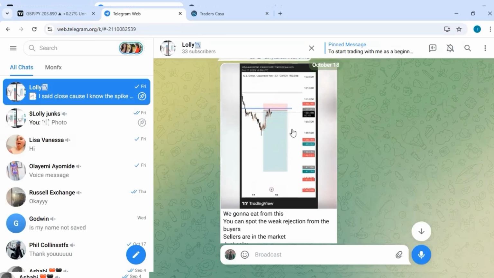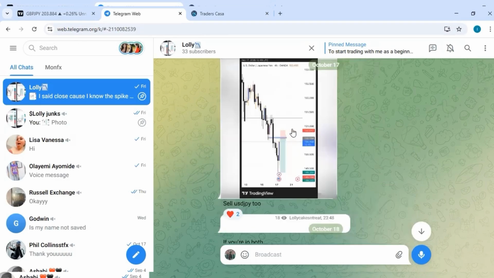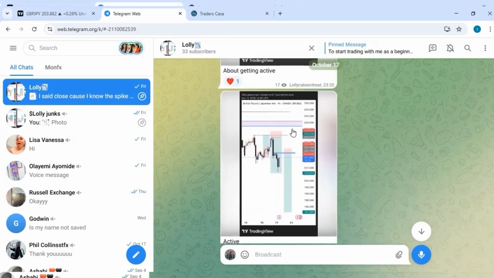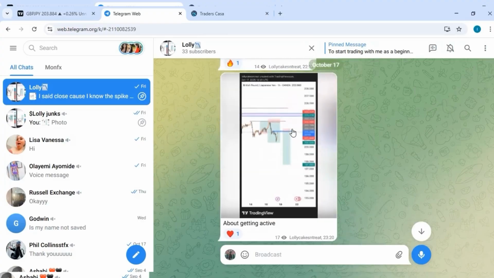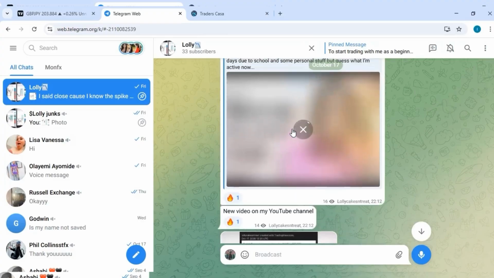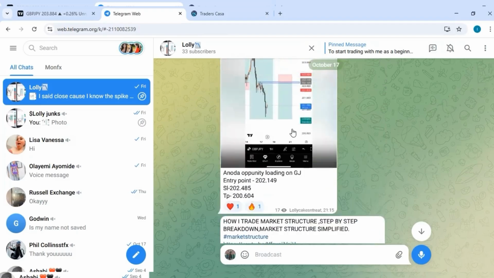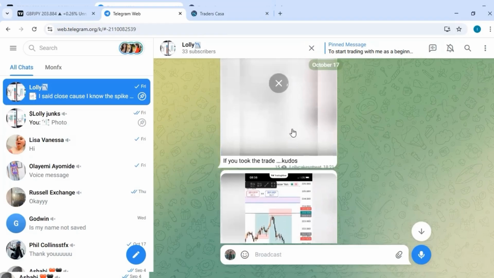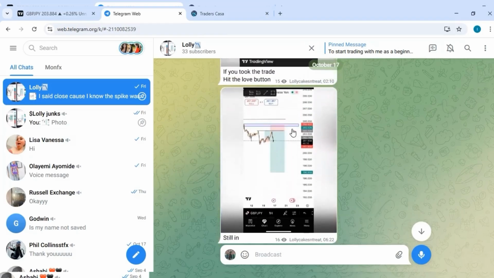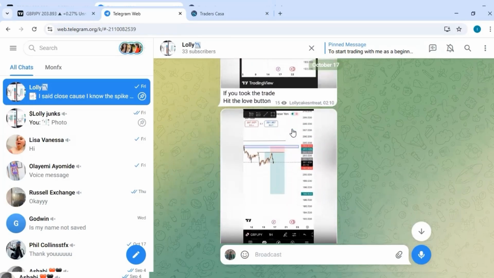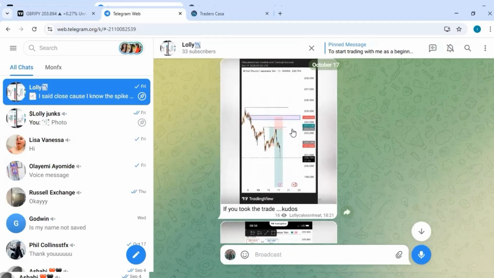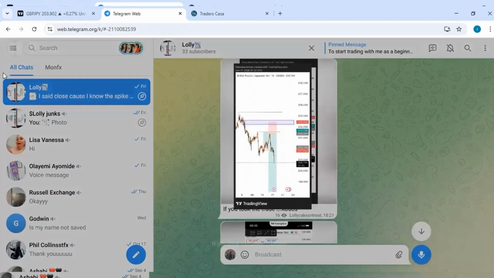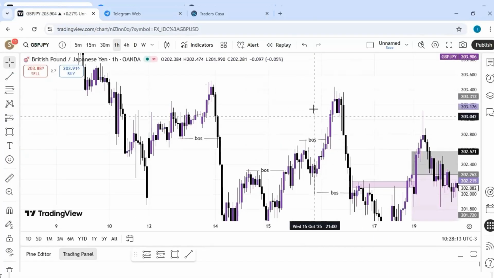All the setup was dropped on my Telegram channel. Yeah, I did take the sell. This was the sell. This was before. I actually dropped the setup. I think this was it. Then this was the result. Yeah, that was it, and that was the result. I actually took the sell.